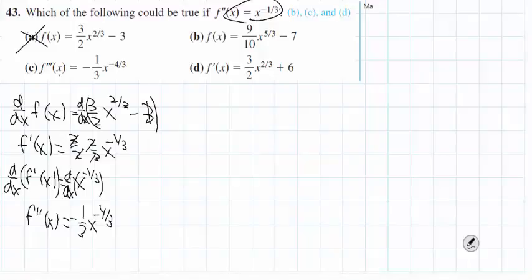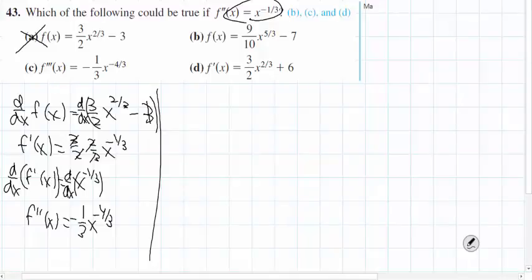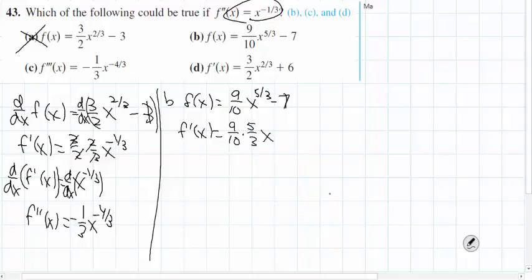All right. How about B, where we say f of x is equal to 9/10 of x to the 5/3 minus 7. Hey, I even wrote 7 correctly. Take the derivative of both sides, we end up with f prime of x is equal to 9/10 times 5/3 times x to the 2/3. Double check my work, please.